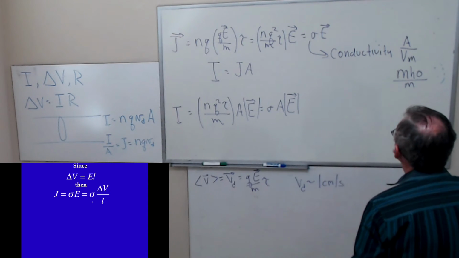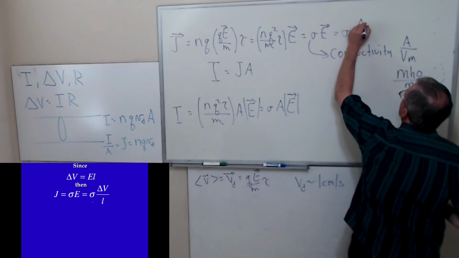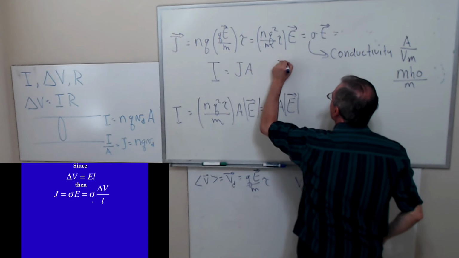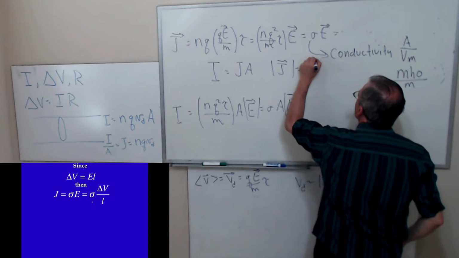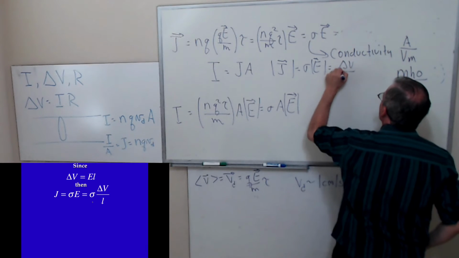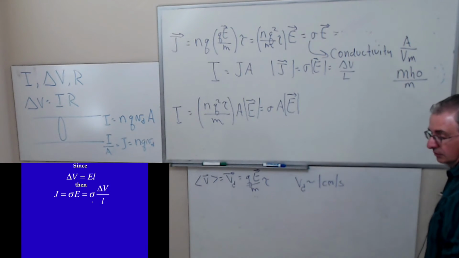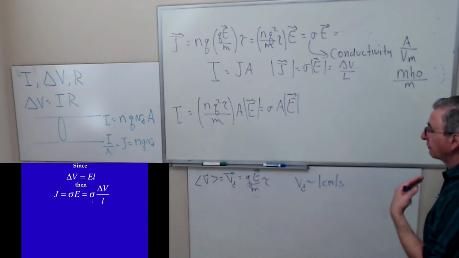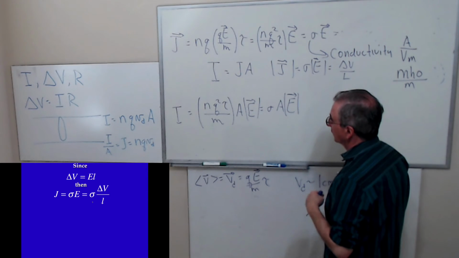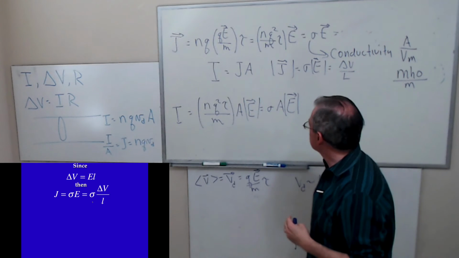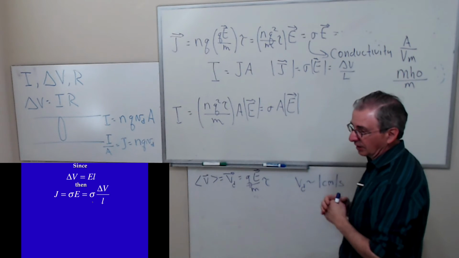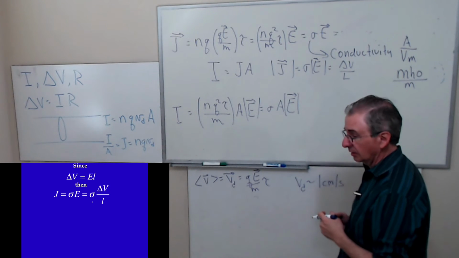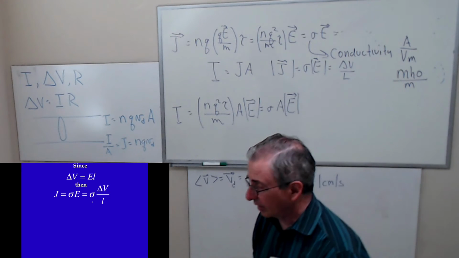Let me do it this way, the magnitude of J. It's because we're considering J to be in one direction in our model, so I'm going to just look at the absolute values all the time. I'm not going to write them formally as a vector. That's usually what you do in one-dimensional motion and kinematics. So J is delta V over L.